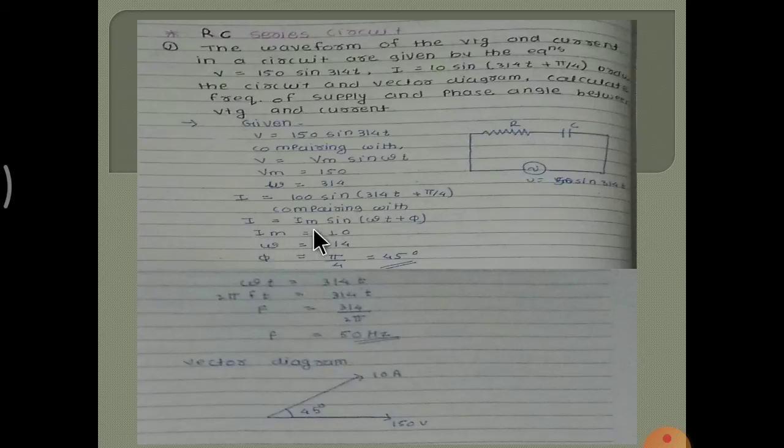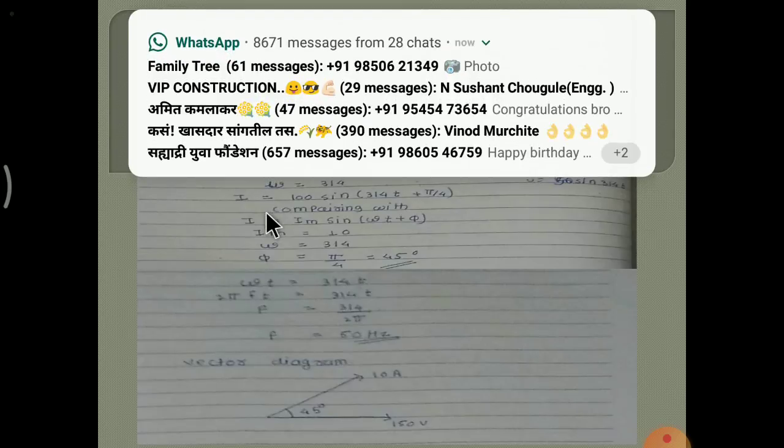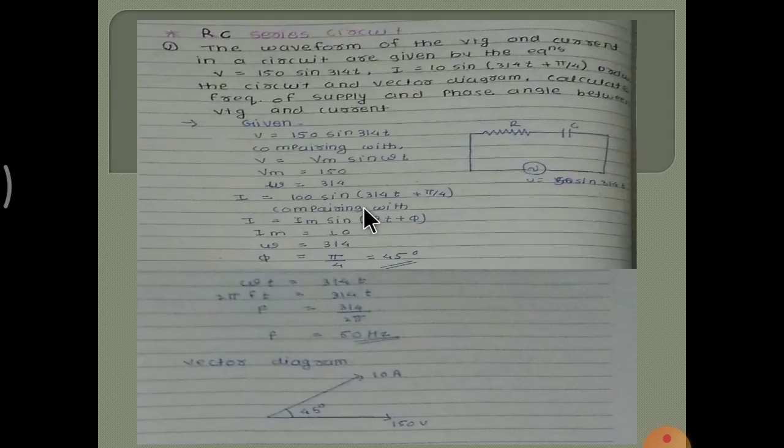Then after comparing this equation, this 100 Im is equal to... here is a printing mistake, this is the 10. In the equation or in the question, I is equal to 10 sin. So here I is equal to 10 sin. So Im is equal to 10 and omega is equal to 314. So calculate phi.